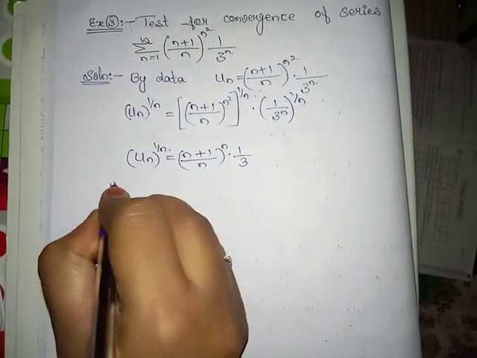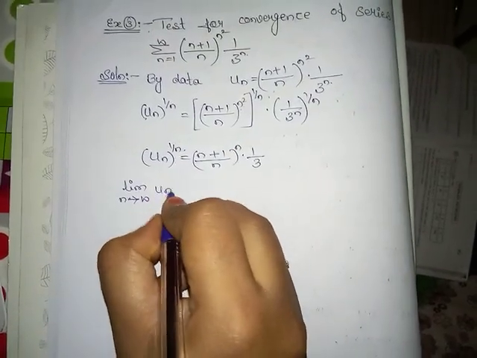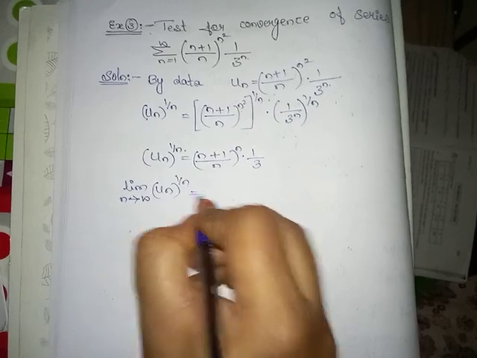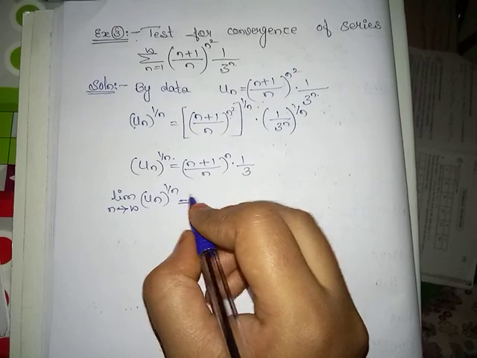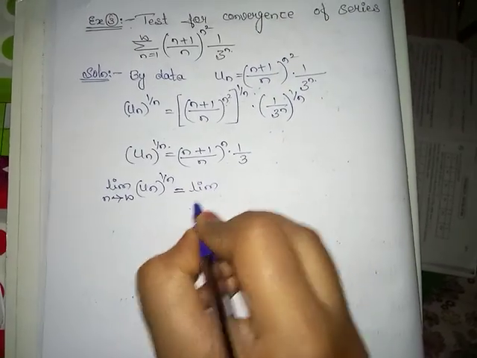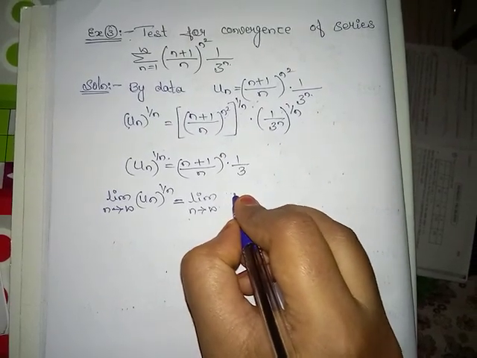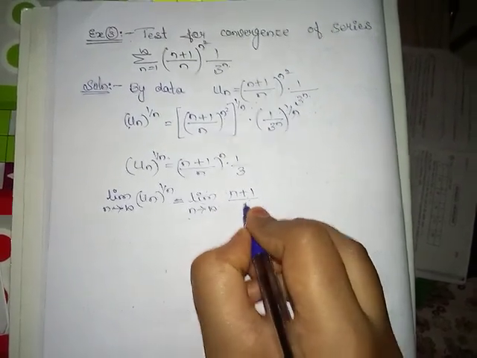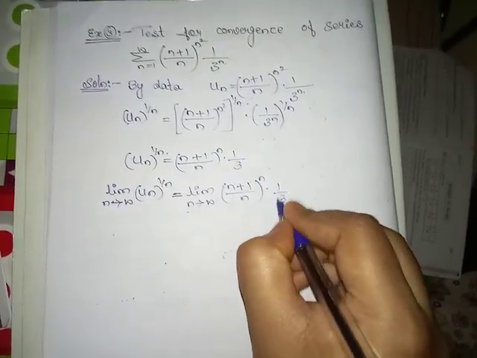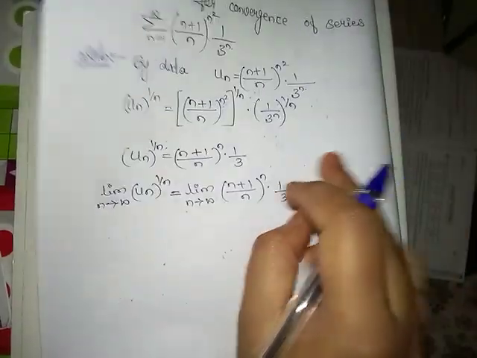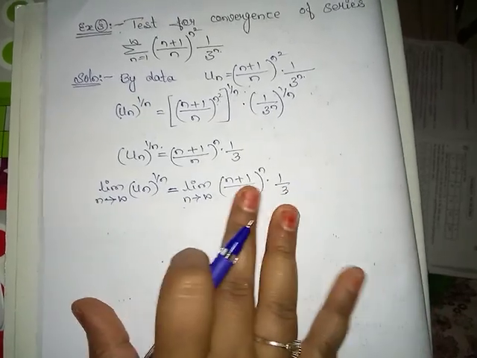First I will apply the limit, then I will explain why we take this term in a different way. Limit n tends to infinity ((n plus 1) divided by n) whole raised to n into 1 by 3. This 1 by 3 doesn't have any n term, so you can take it outside the limit, otherwise write it here only.